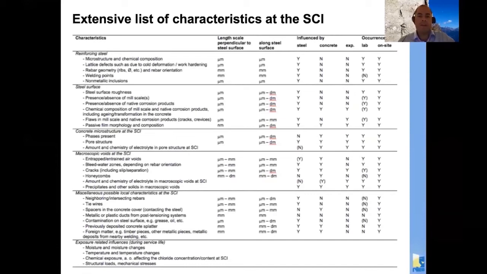So some of those features are on the nanometer scale, for instance, the passive layer on the steel surface, the oxide layer, but others may be up to the millimeter or even larger scales, such as honeycombs or air voids. We also looked at the occurrence of those features, because some of them may only occur in on-site conditions in structures, while other features are more dominant in laboratory-made specimens. And this is an important point, which I will also mention later on.